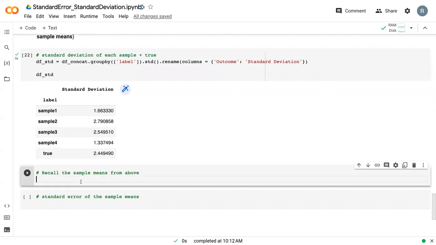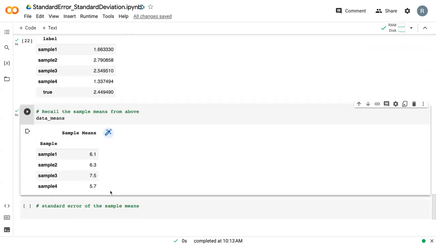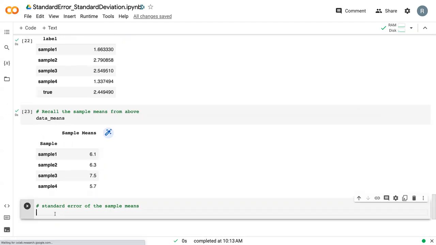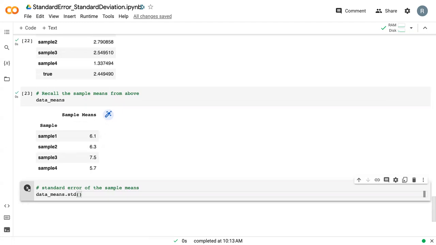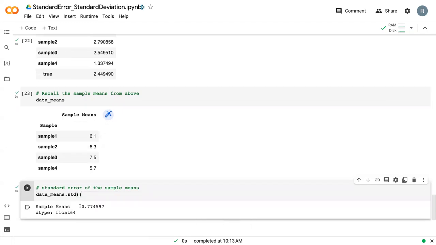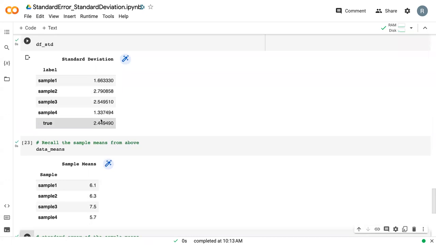And so recall that we had our sample means from above. We called them data means, and I'll just print them here for you. And so these were our sample means. If we want the standard error, it is the standard deviation of the sample means. So the sample standard error is then data means dot std. Same calculation, but then we can see here that this is our standard error, whereas these were our standard deviations.